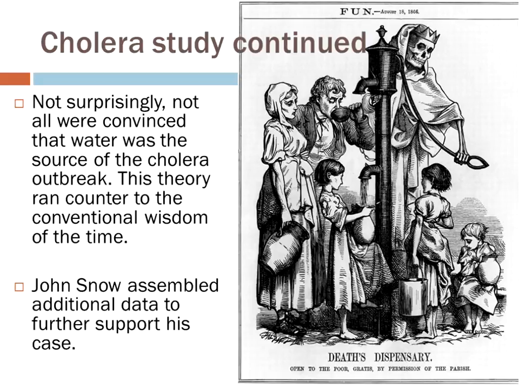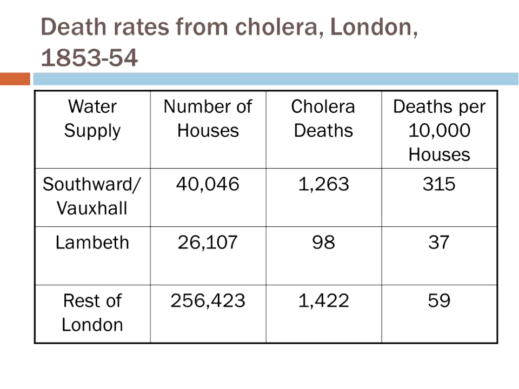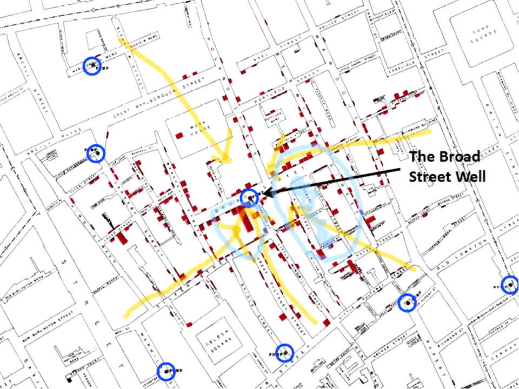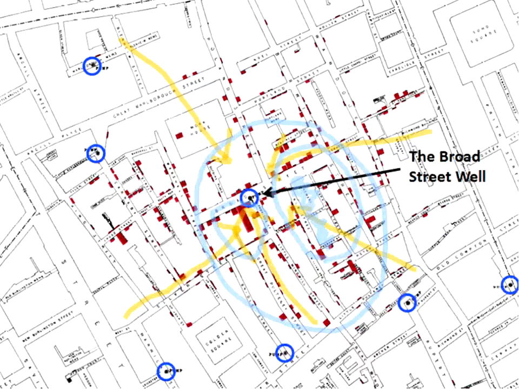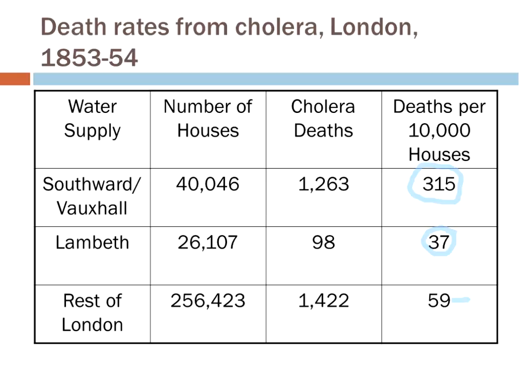But not surprisingly, people weren't convinced, even though he removed the Broad Street well handle, so he combined it with some other epidemiological data. And you can see, look at the number of deaths per household in this area versus the number of deaths per household in this area, and throughout London.